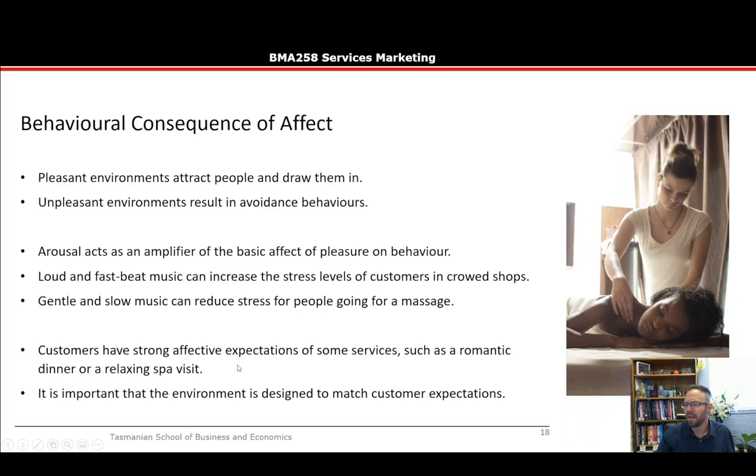Customers have strong affective expectations. So for some services, such as a romantic dinner or a relaxing spa visit, it's important that the environment is designed to match customer expectations.